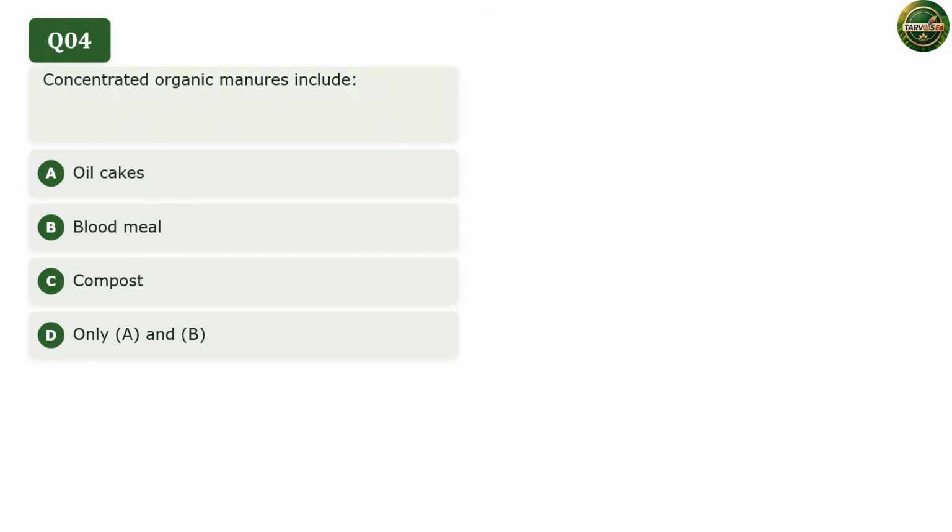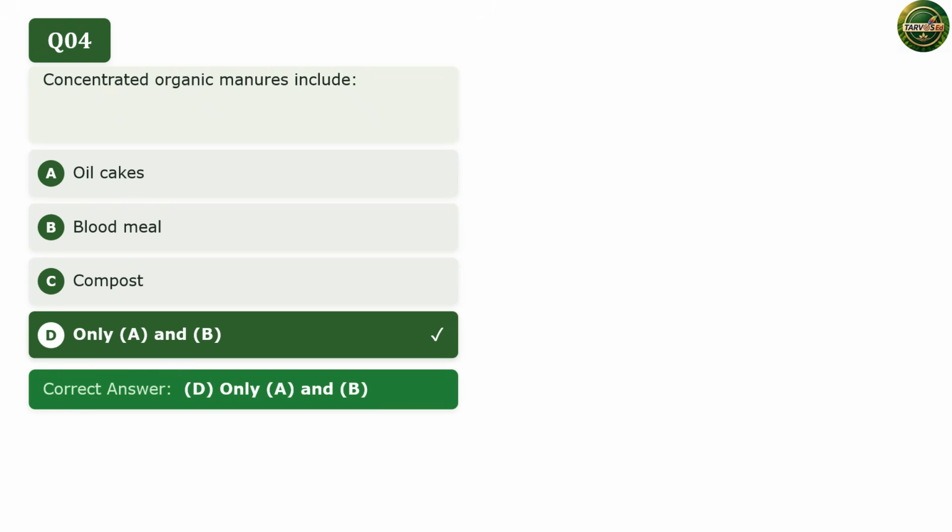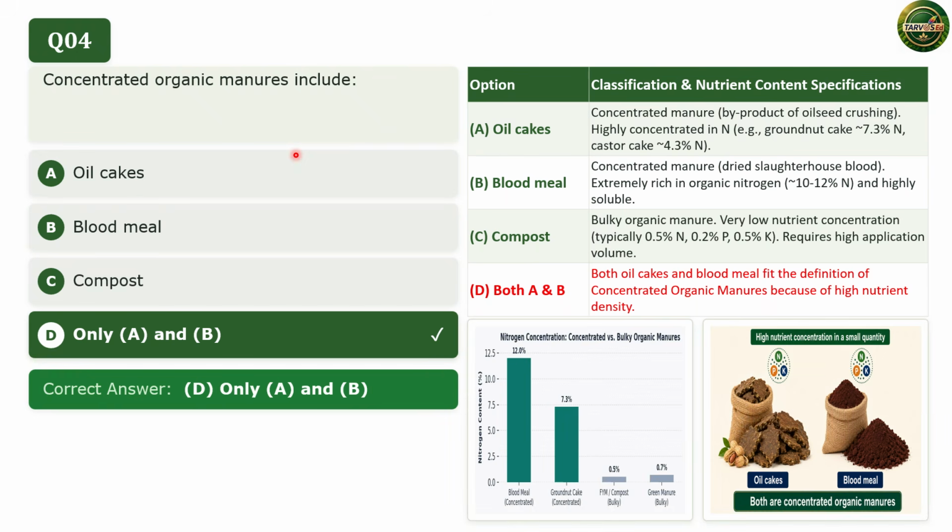The fourth question is, concentrated organic manure includes. The correct answer is option D, only A and B. That is oil cake and blood meal. Let's see about concentrated organic manures versus bulky organic manures. Bulky manure has low nutrient concentration per unit mass. That is, you will need tons of weight to get a few kilograms of actual plant nutrients.